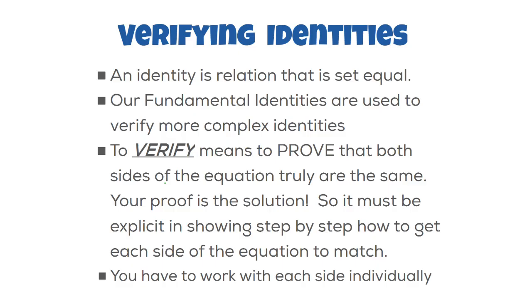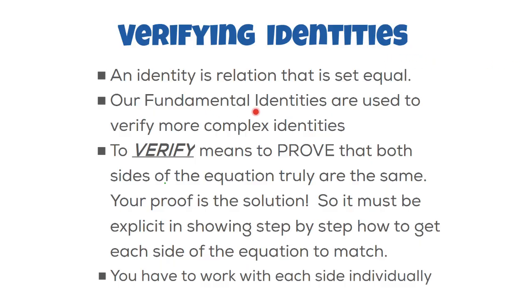This is not something where you're wowing me with how much mental math you can do. It's a proof. So it's all about the work that you're showing me. I don't care what your final answer is. It's all about step by step. Can I agree and follow with your step by step proof? So an identity is a relation that's set equal. So you're going to have an equal sign. You're going to have 2 trig functions on either side.